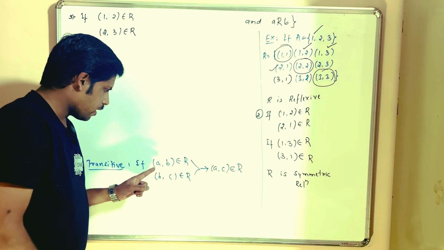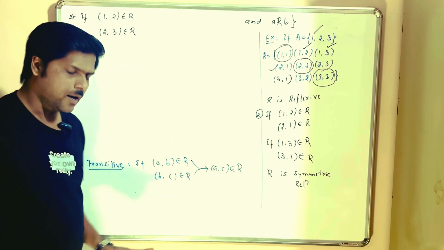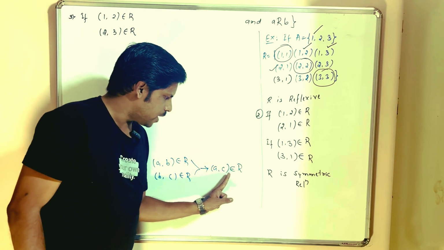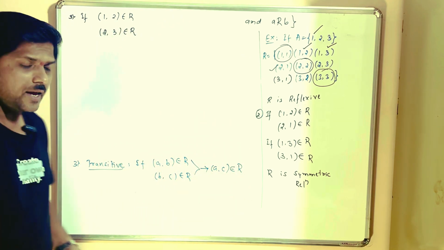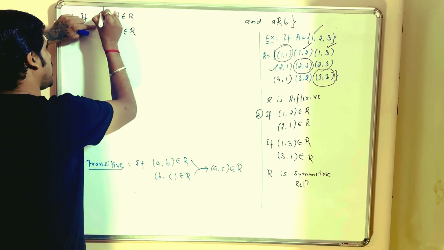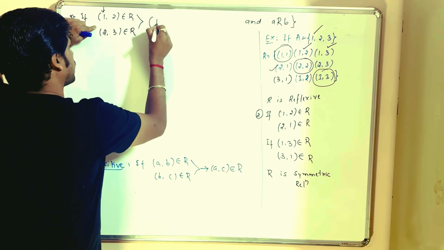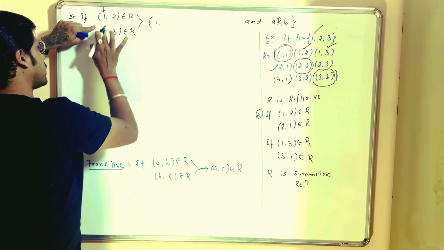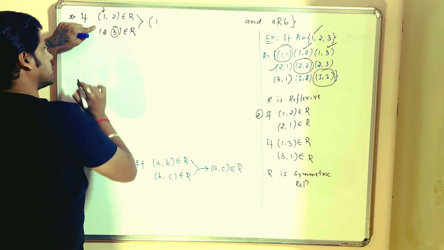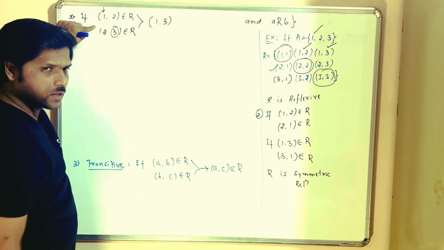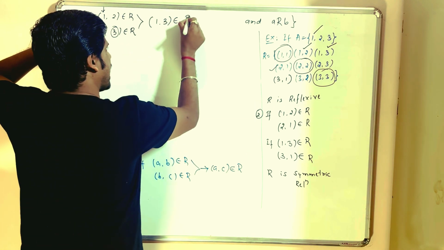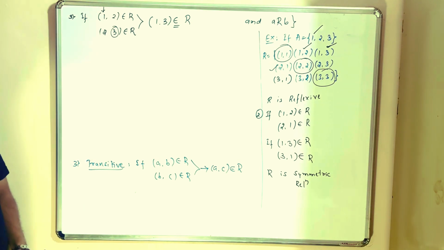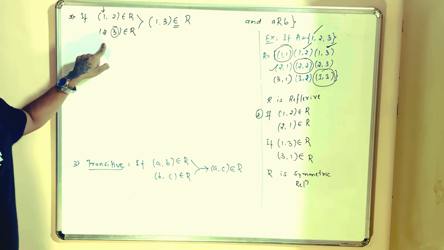Now see the definition. If (a, c)... sorry, if (a, b) belongs to R and (b, c) belongs to R, then (a, c) also belongs to R. What is (a, c) here? In place of a we have 1, and in place of c we have 3. So 1, 3 belongs to R or not, we have to check. See here, 1, 3 belongs to R. So therefore now it is transitive.